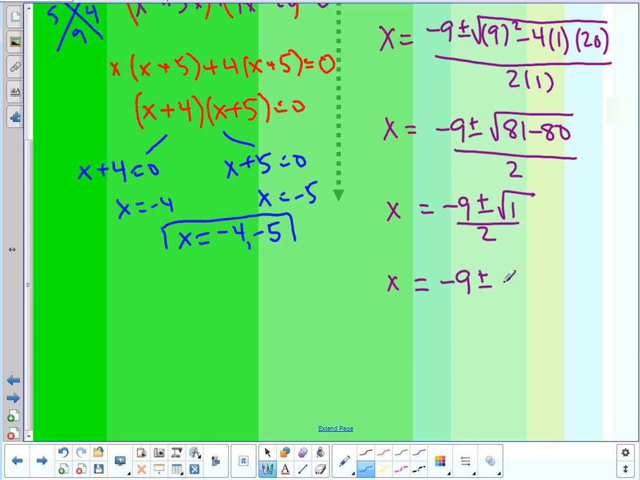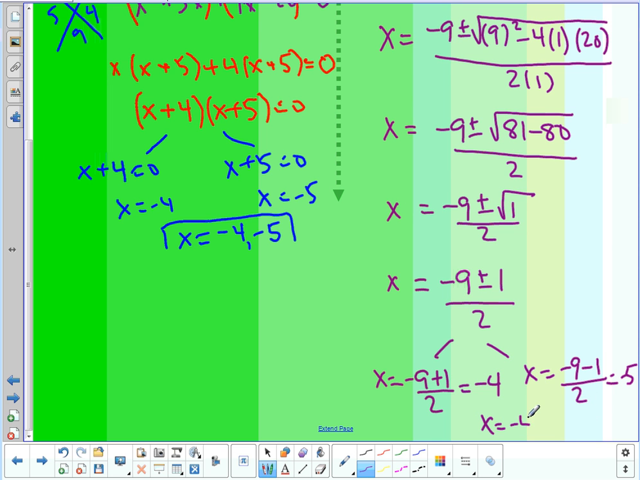So I have x equals negative 9 plus or minus 1 all over 2. This is where it splits. x equals negative 9 plus 1 over 2, which gives me negative 4. And x equals negative 9 minus 1 over 2, which gives me negative 5. Negative 9 minus 1 is negative 10. Negative 10 divided by 2 is negative 5. So again, I get solutions of negative 4 and negative 5. So same solutions, regardless of the method that I used, but two different ways.